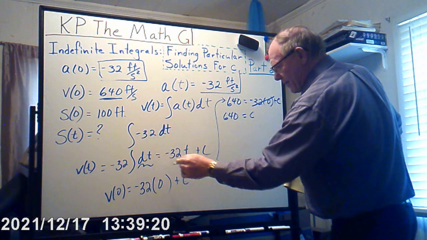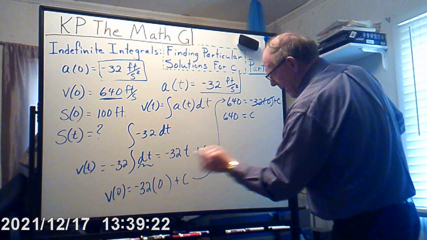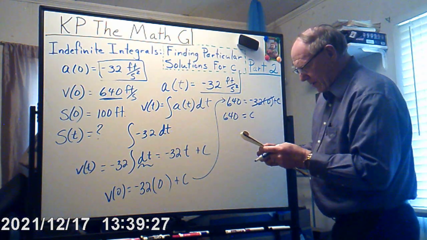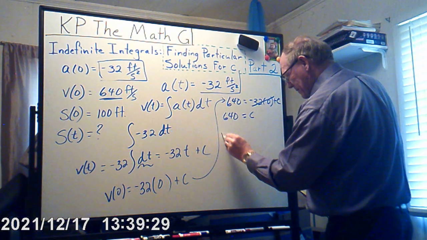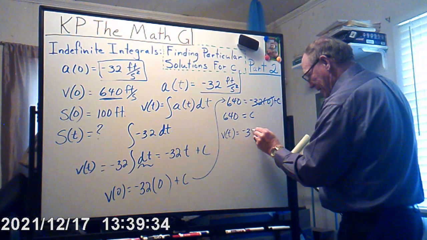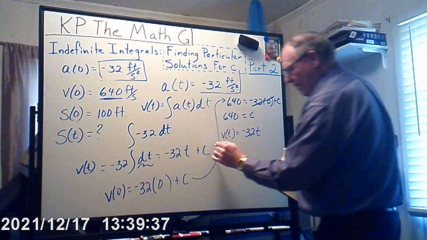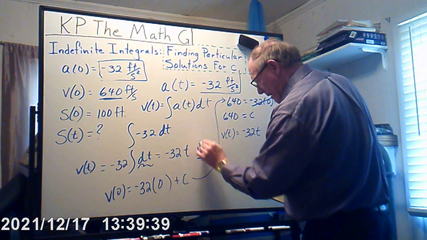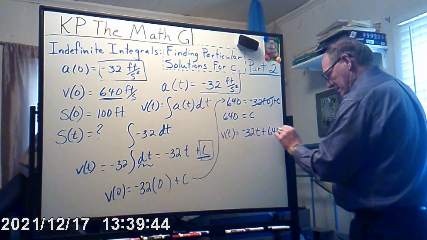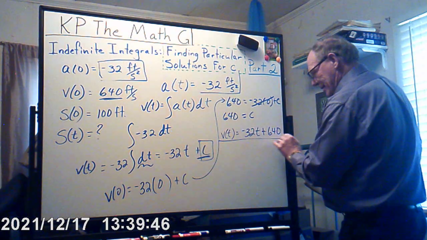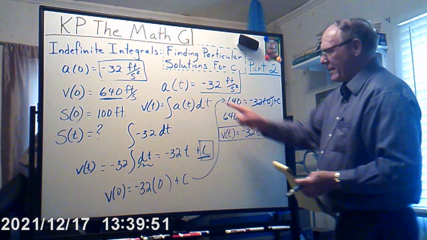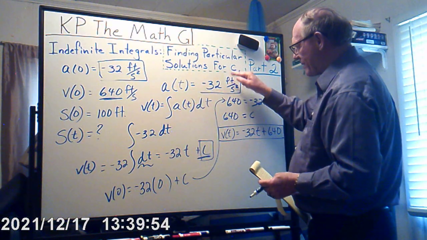Alright, so here we go. Let's write our equation out. So now what we have is v at t is equal to negative 32t, and before that we had a plus c, so we found out what c is. It happens to be 640. Alright, like that. So that is v at t. A at t is negative 32 feet per second squared.